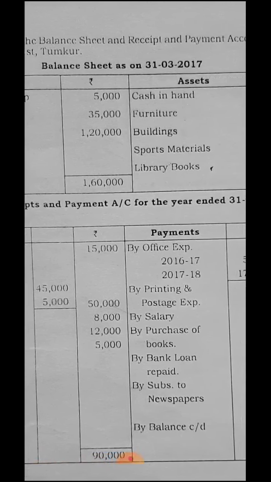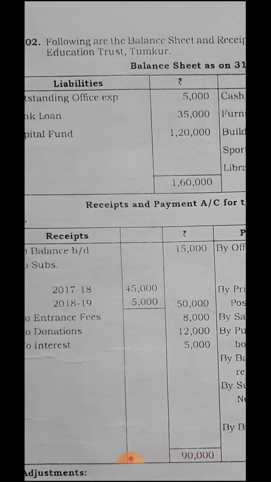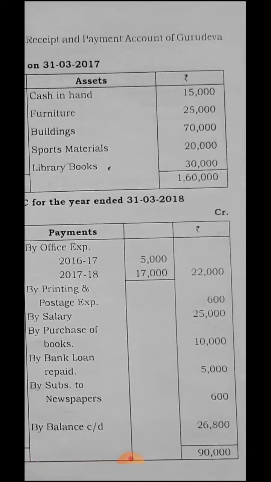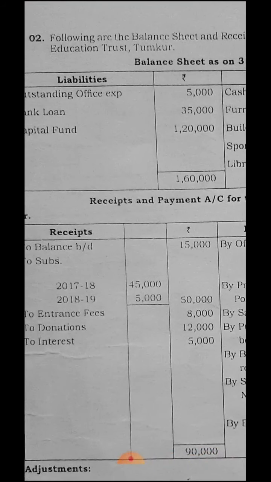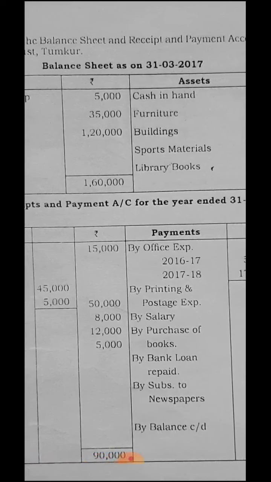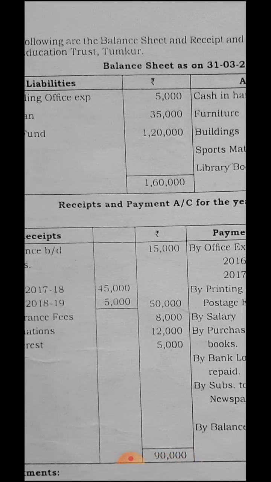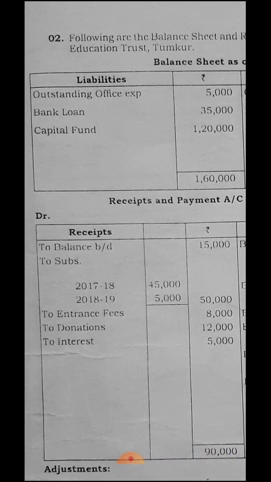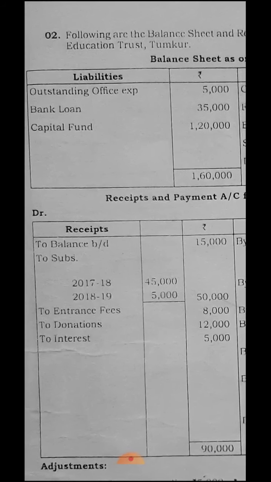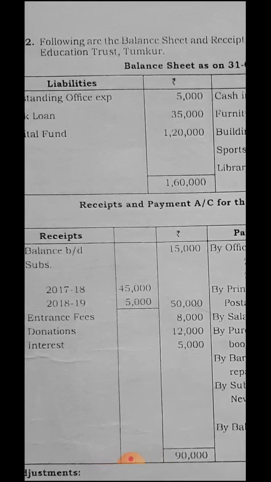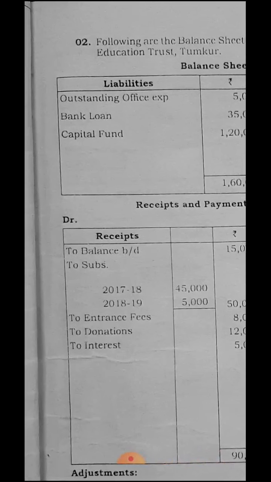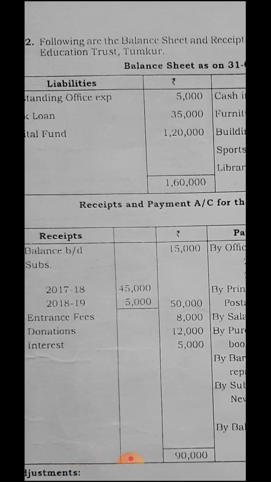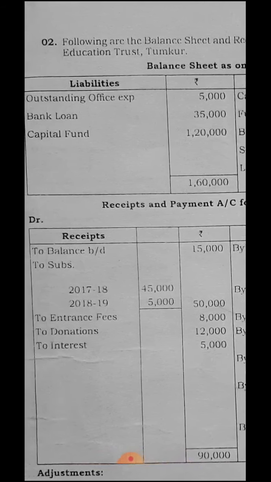Here also this is a problem where the opening balance sheet is given. Following are the balance sheets and receipt and payment account of Gurudeva Education Trust, Tumkur. This is related to an educational institution. The balance sheet as on 31/3/2017 is given. Last year's balance summary is given here. Outstanding expenses, office expenses 5,000. Last year there were some outstanding expenses which we might have paid this year. So previous year outstanding expenses, in the current year what we should do? Less it.